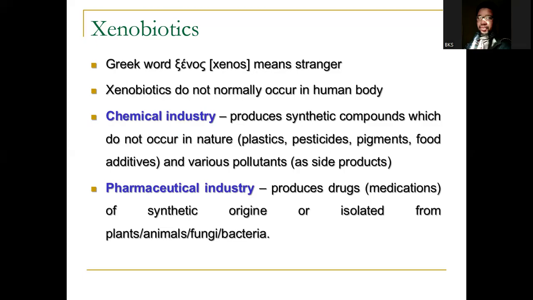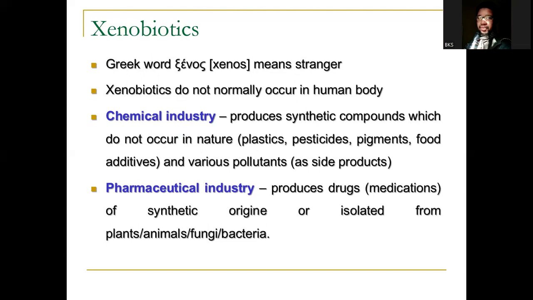So, xenobiotics. What are these xenobiotics? Xenobiotics comes from the Greek word xenos, which means stranger, foreign, or non-endogenous, something that is not known by the body.